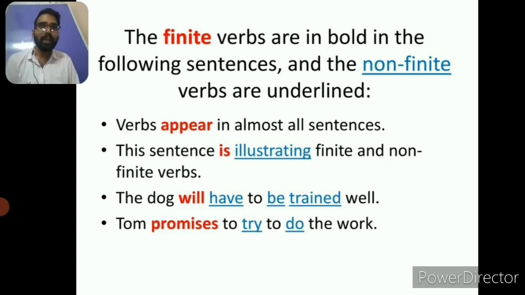The dog will have to be trained well. Now will here is my finite verb, whereas have to be trained is my non-finite verb. Tom promises to try to do the work. So here try and do both are my non-finite verbs, and promises is my finite verb.